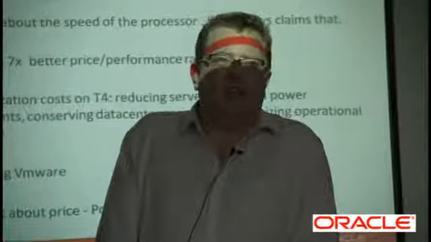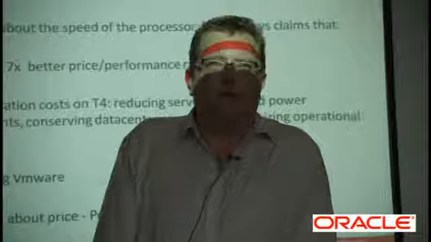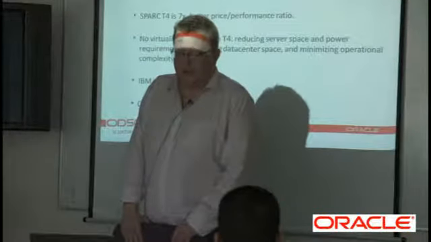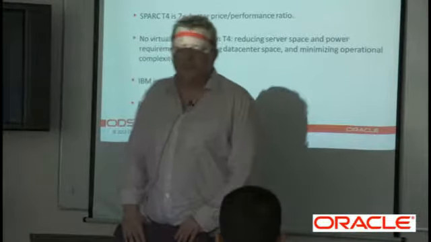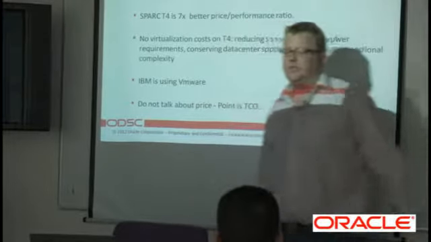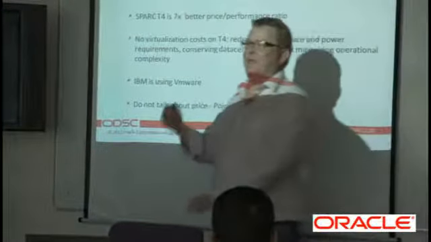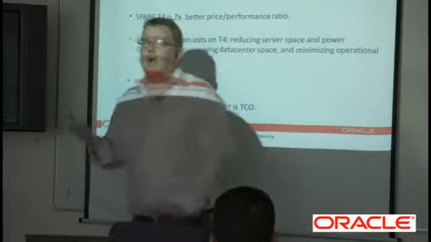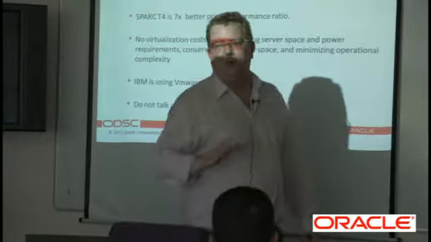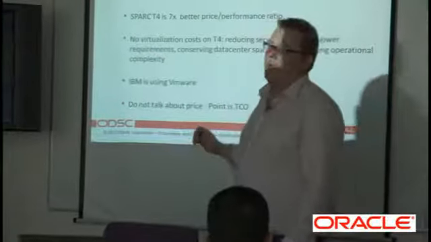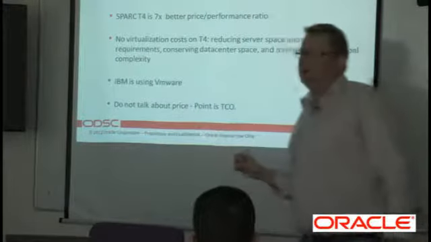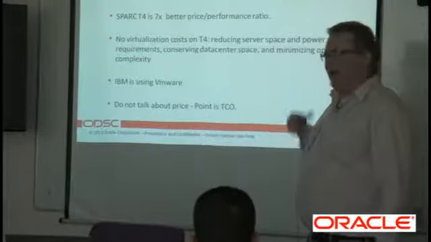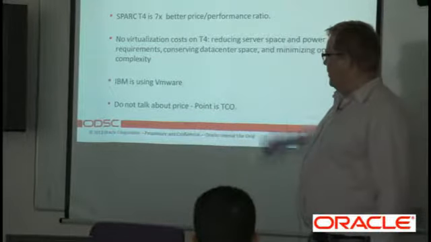For instance, the Power 7s would have a high frequency chip, so they come in at 4 gigahertz. It's not always about how fast the processor is running, but that's what IBM always claims. Now our claim is that we're 7 times better on price-to-performance ratio than IBM's equivalent. We'll have some diagrams later on.